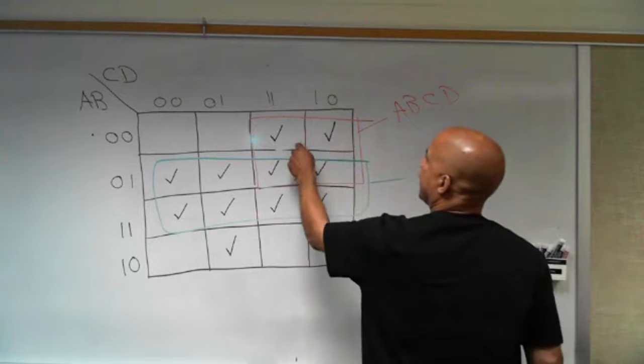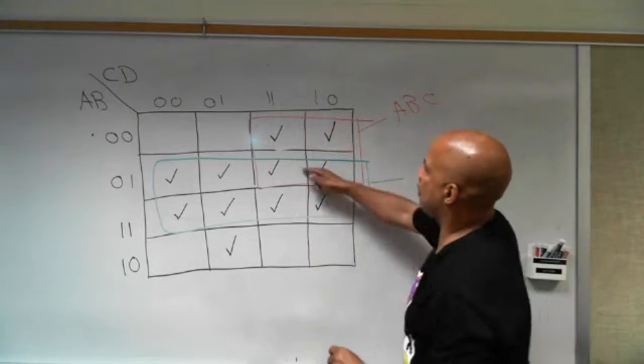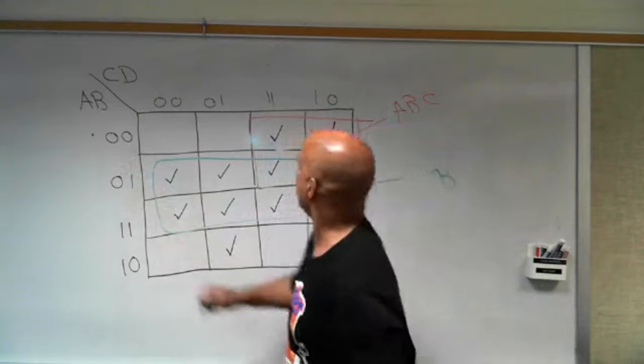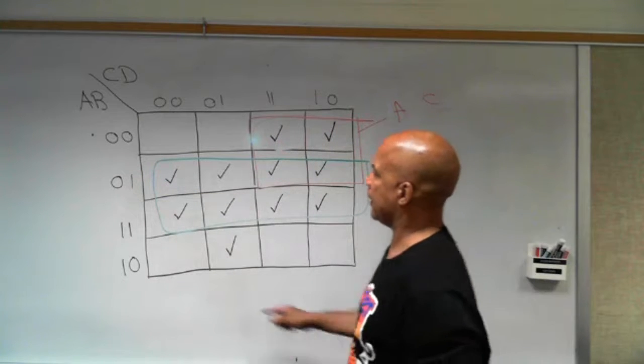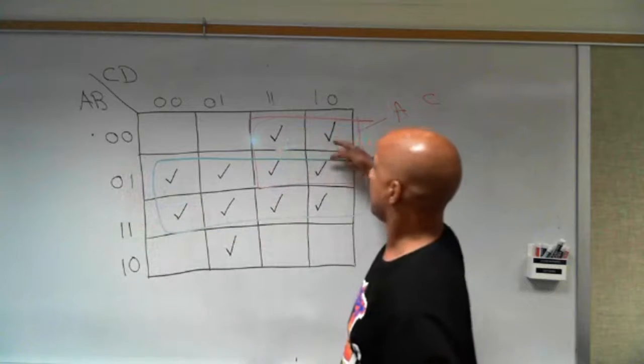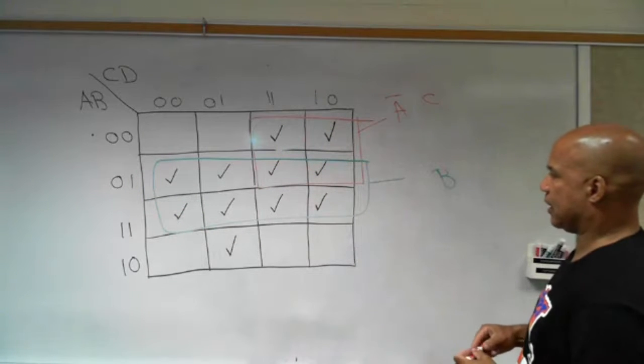And if I go this way, it looks like D changes. So that's gone. If I go up and down, B changes. So that's out of there. And I see that A is a 0, so I got to knot it. And where's the last group?